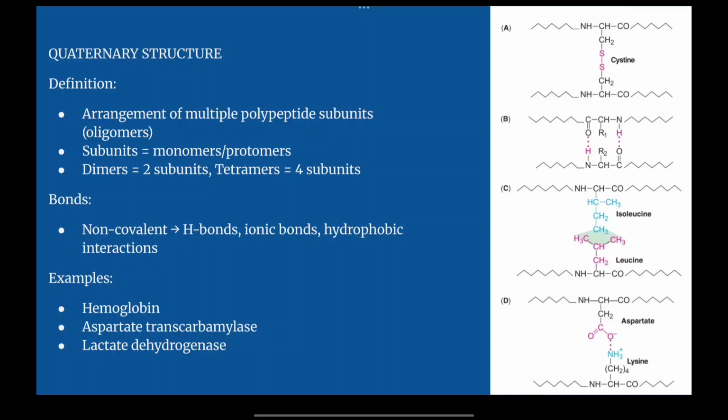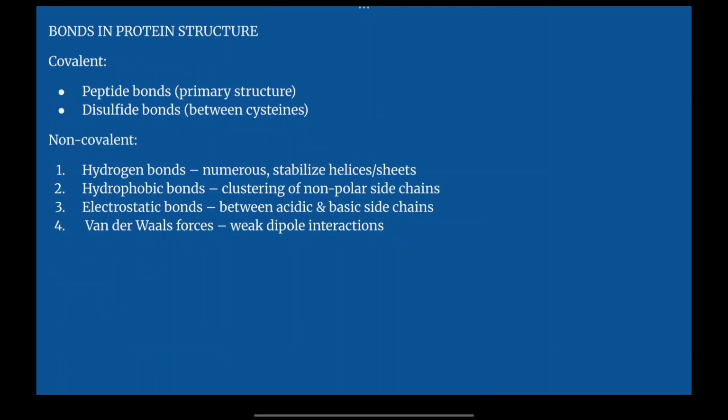Now there is a cysteine bond formation and a hydrogen bond formation between two different polypeptide chains. There are isoleucine and leucine interactions, and aspartate and lysine bond formation. So this is how two different polypeptide chains come together and form bonds, leading to the formation of the different types of bonds and structures of proteins. The bonds in proteins are usually of two types: covalent and non-covalent.